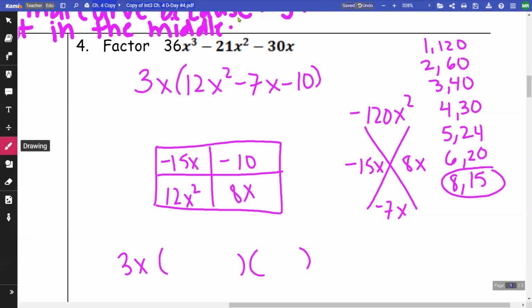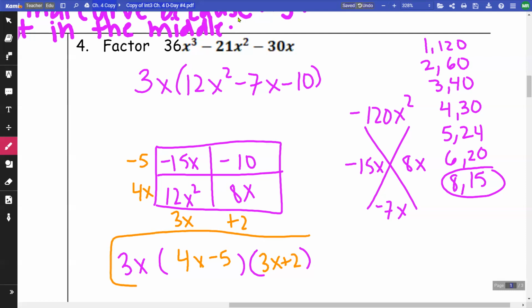So let's see, a 12. This is going to be a 3x and a 4x plus 2 minus 5. So I'm going to get a 4x minus 5 and a 3x plus 2, along with my 3x out in front.